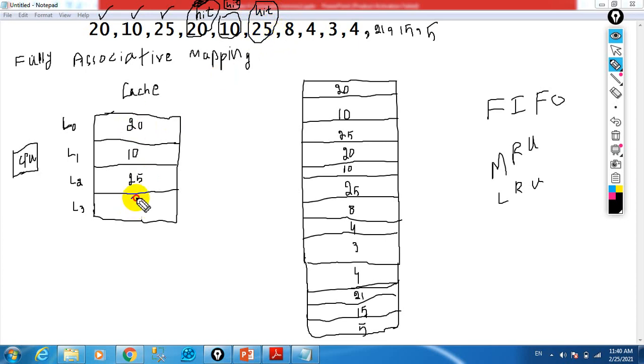We have space, so this is set associative: anywhere you want you can set the item in cache memory. Now we have 4, so now the cache memory is full. So in this case we are replacing any line to put the 4. Okay, so here which item should be replaced?